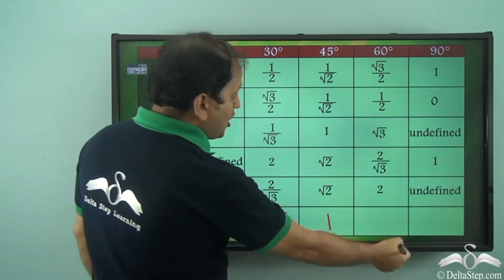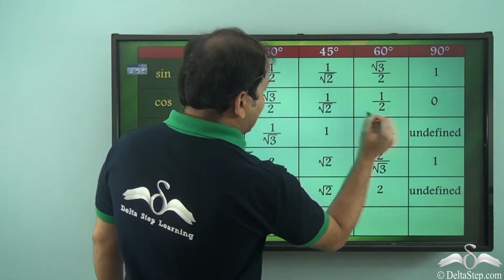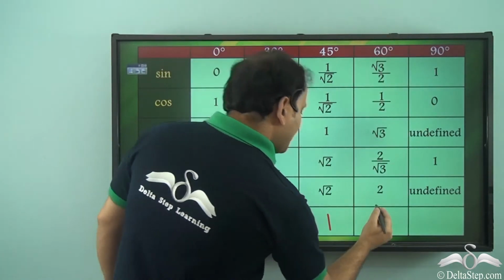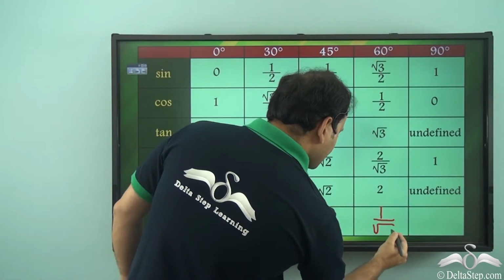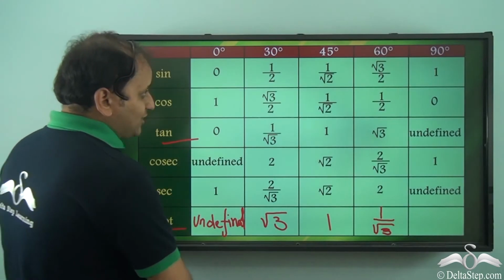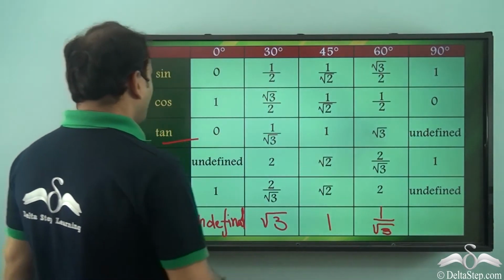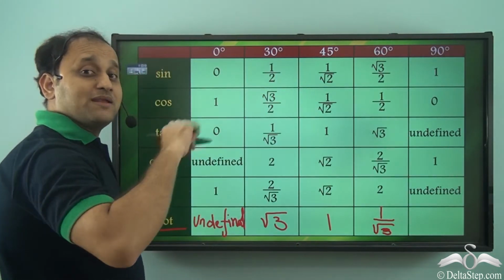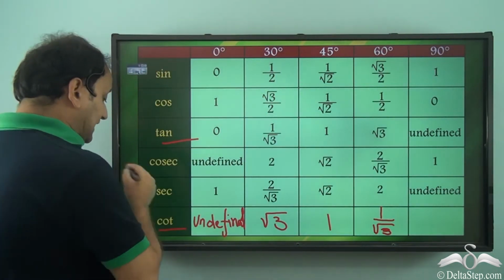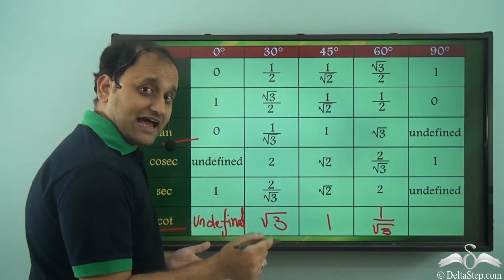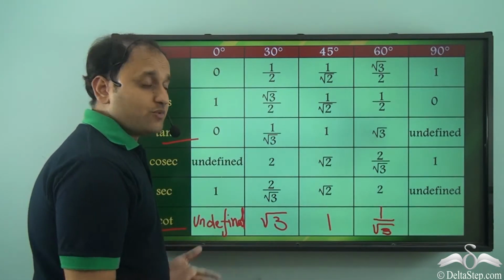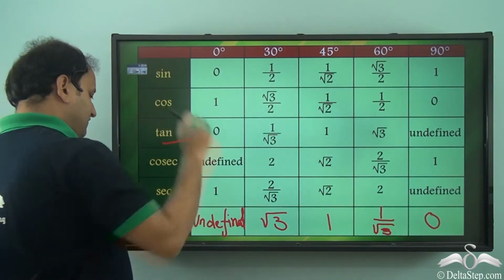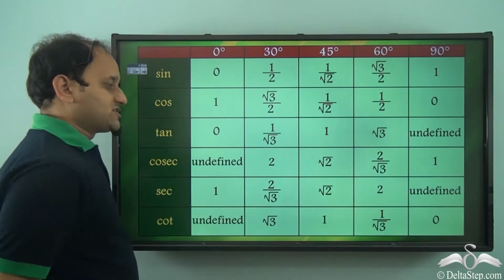Next we have cot 60 degrees. Now tan 60 degrees is root 3. So the inverse will be 1 by root 3. Now let's see cot 90 degrees. So we have tan 90 degrees as undefined because the value was 1 by 0, which is undefined. In the case of cot, it will be inverse of that, that is 0 by 1. 0 by 1 is 0. So we have all the values for cot.